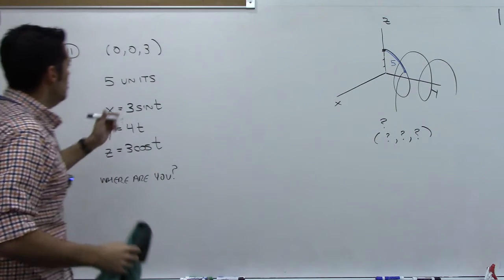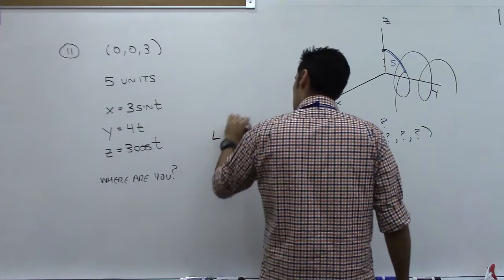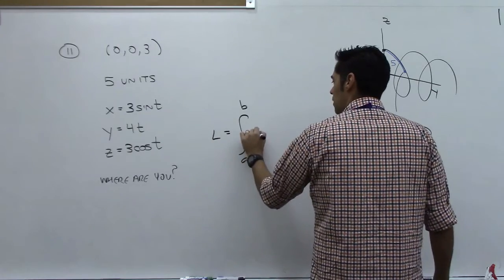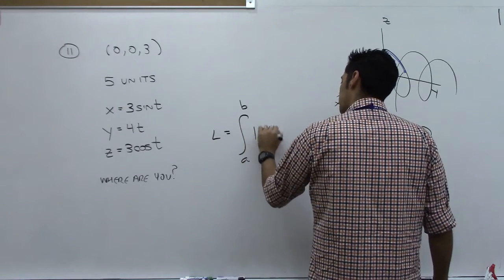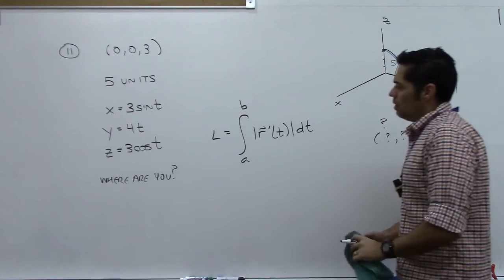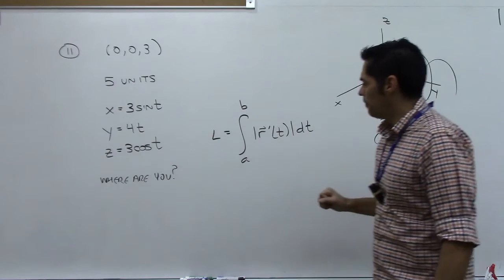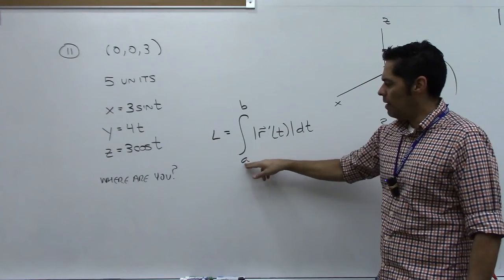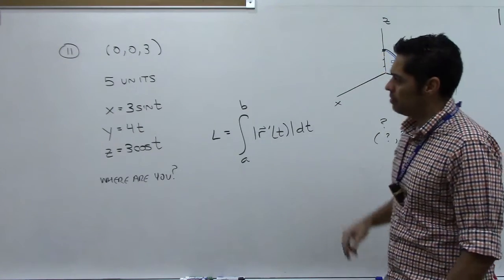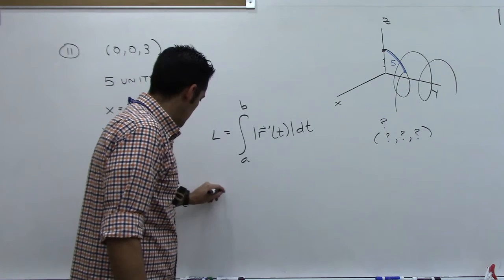I know that to do an arc length problem, I need to integrate from a to b, and I need to integrate the magnitude of the derivative, dt. If I'm starting at the point 0, 0, 3, then I need to figure out what a I would plug in to start me out at that point. So let's see if we can figure out what a is. a would have to be what?